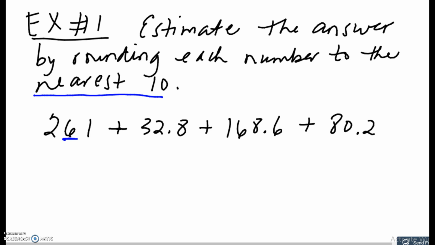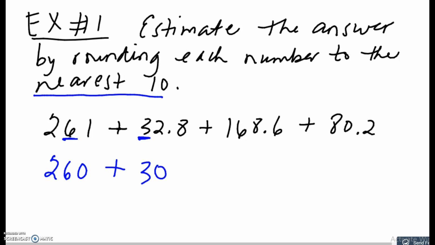So in the number 261, we're rounding to the tens place. So we want to round here. The 6 is in the tens place. We look to its right. 1 is smaller than 5. So we would round 261 to 260. We're going to repeat this same process for the next number, 32 and 8/10. We're rounding to the nearest 10. 3 is in the tens place. We look to the right. And 2 is not larger than 5, so we are not going to change this digit 3. We're going to keep it. So we have 260 plus 30.